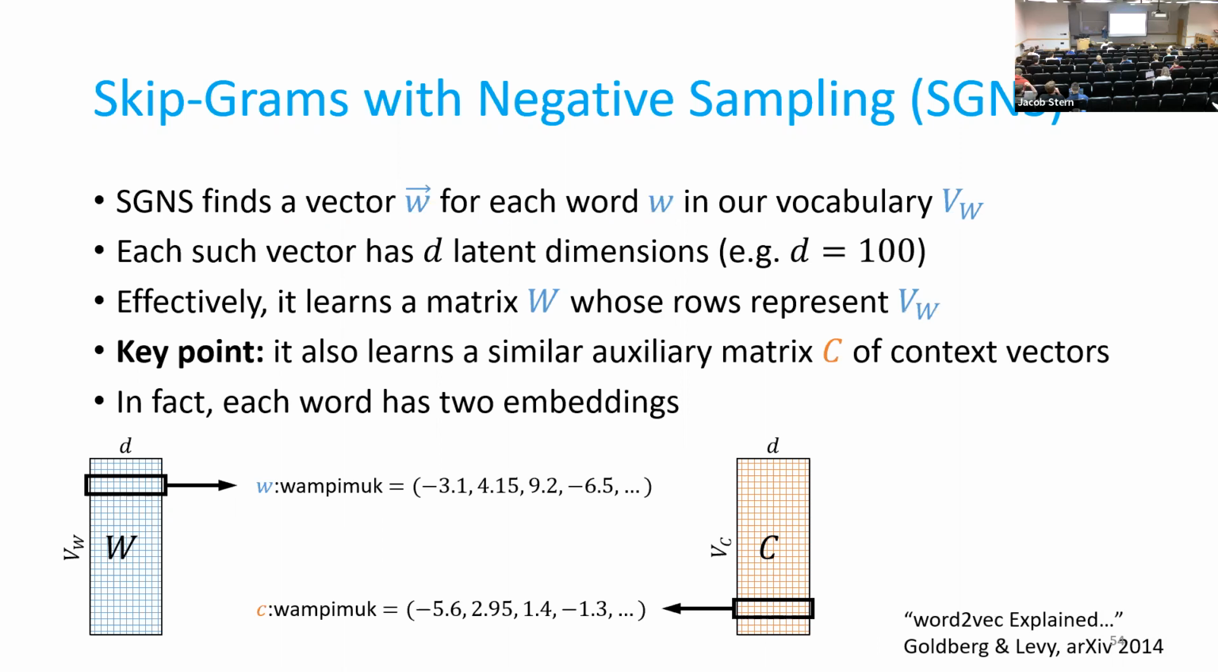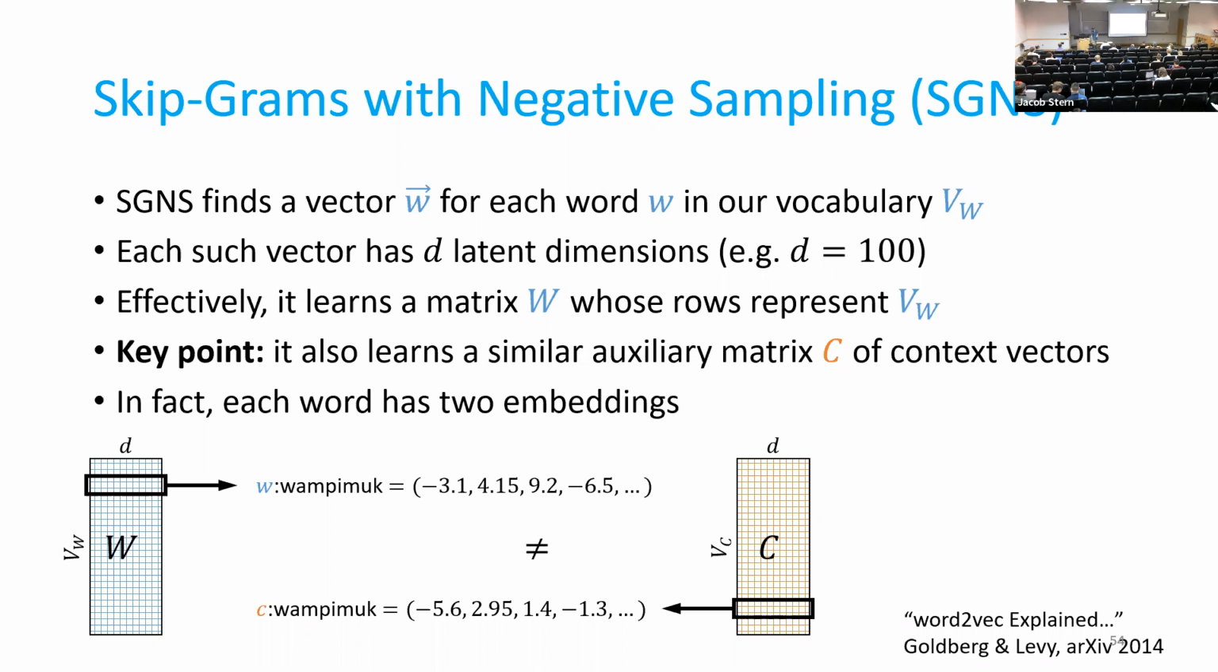Exactly. D is the dimension of the embedding space, and V is the size of our vocabulary. And so each word in our vocabulary will get a D-dimensional vector. And we're going to find the vector for wampanoag. The way that skip-gram with negative sampling works is we're also going to have another matrix, C, which gives us the embedding for the context of our word.